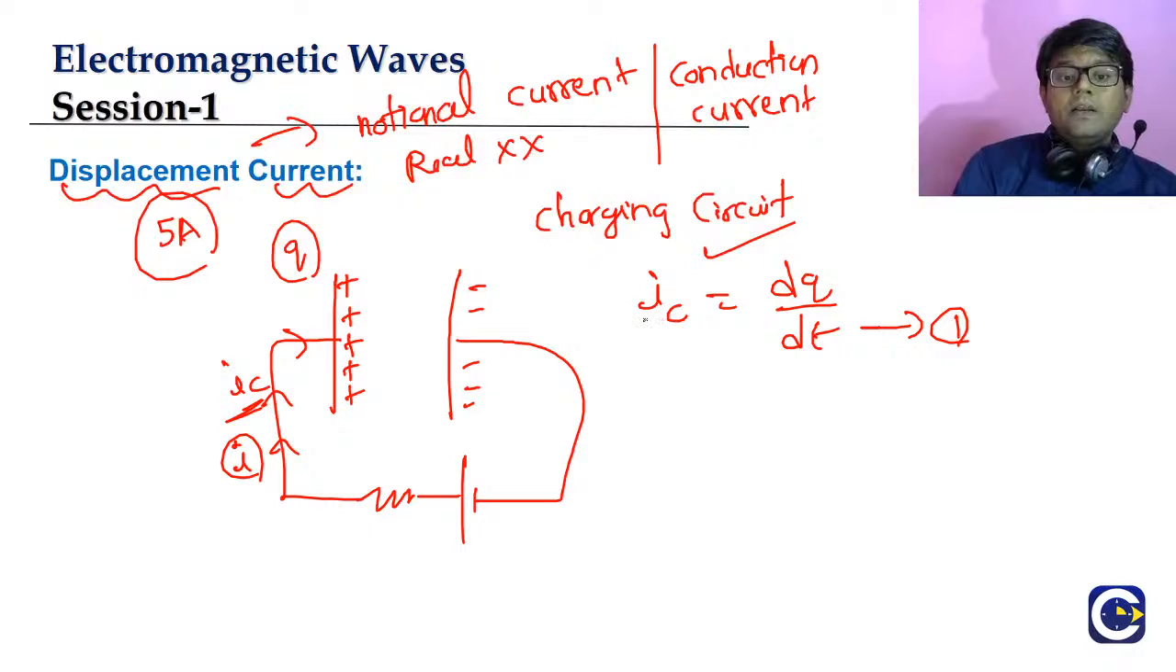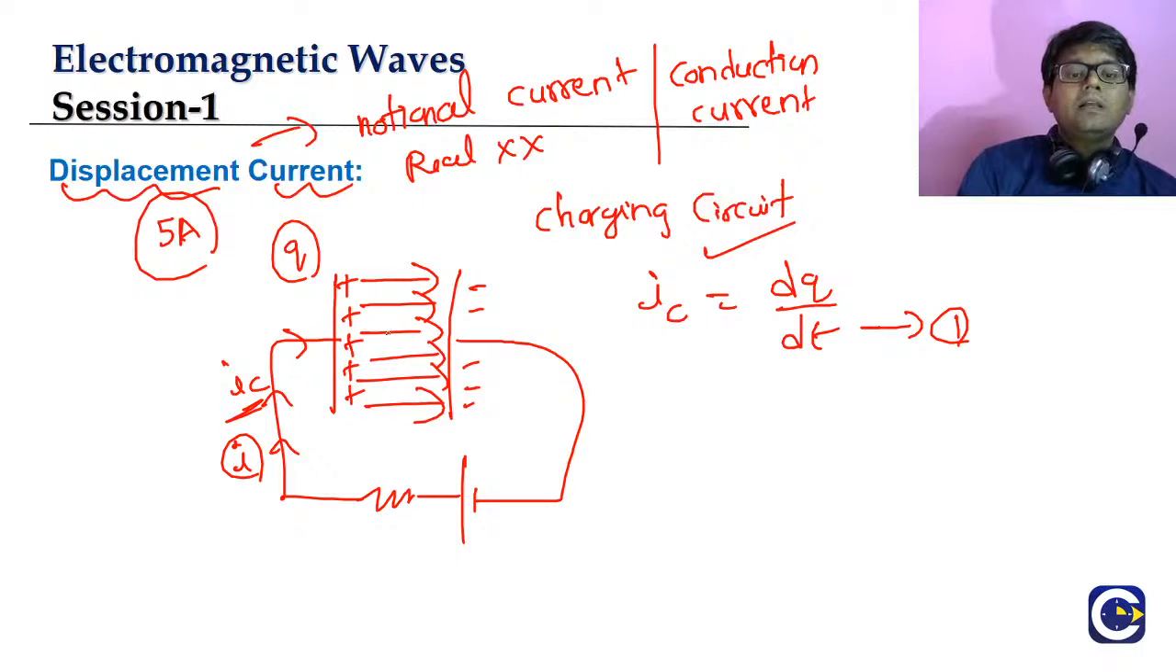Now in the region between the two capacitor plates, there is an electric field. Now how are we going to understand this displacement current? The displacement current is a term that we are using to explain the relation between the electric field and the magnetic field.